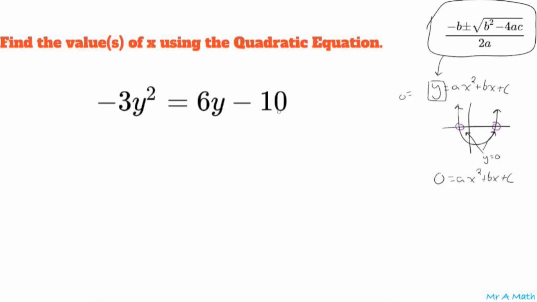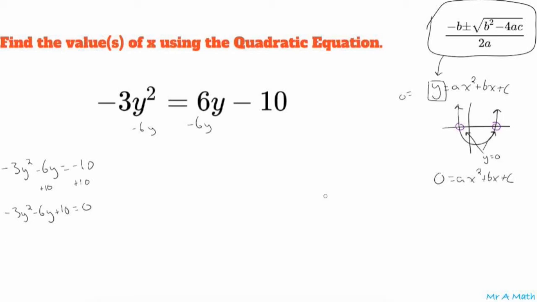So right away, I recognize this is not in that form. So off to the side over here, I'm going to solve for it. If I subtract 6y from both sides, I get negative 3y squared minus 6y equals negative 10. And then if I add 10 to both sides, I'm going to get negative 3y squared minus 6y plus 10 equals 0. So this is great because now I can use my quadratic equation. It's all equal to 0.